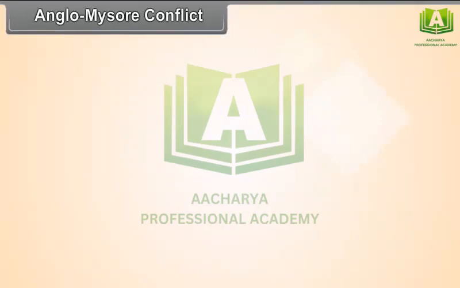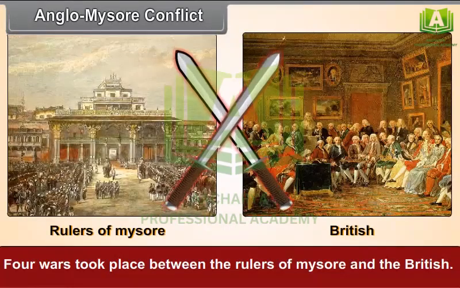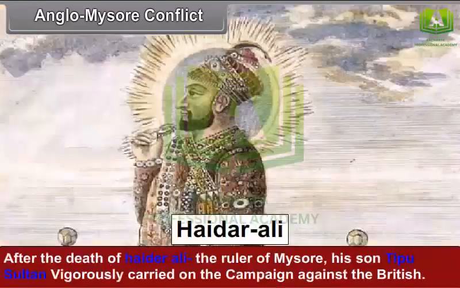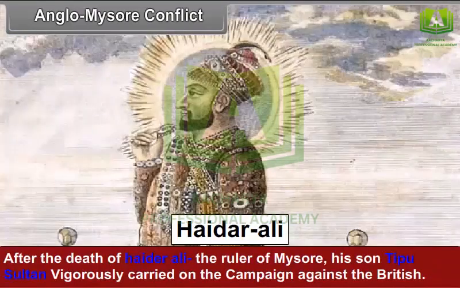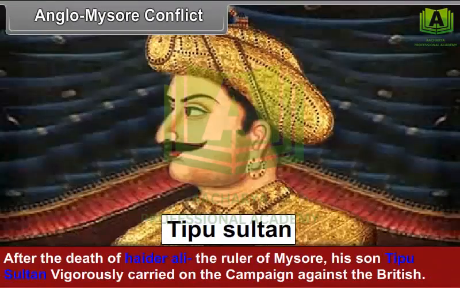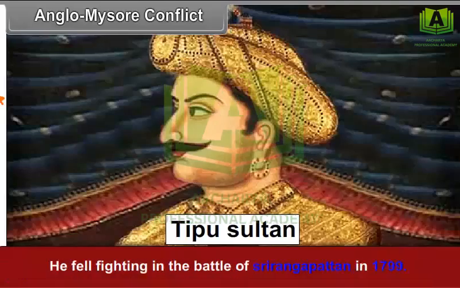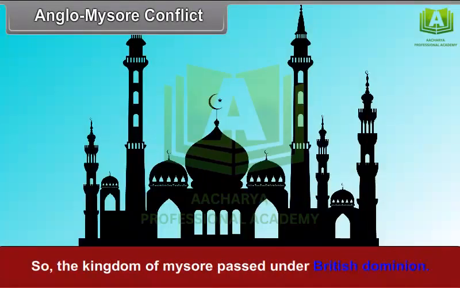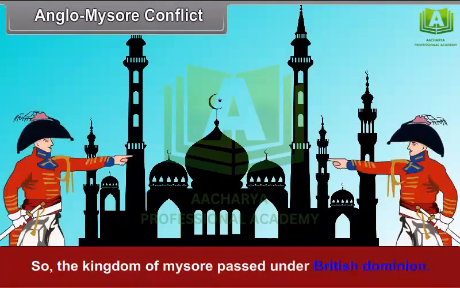Anglo-Mysore conflict. 4 wars took place between the rulers of Mysore and the British. After the death of Hyder Ali, the ruler of Mysore, his son Tipu Sultan vigorously carried on the campaign against the British. He fell fighting in the Battle of Srirangapattanam in 1799. So, the kingdom of Mysore passed under the British dominion.